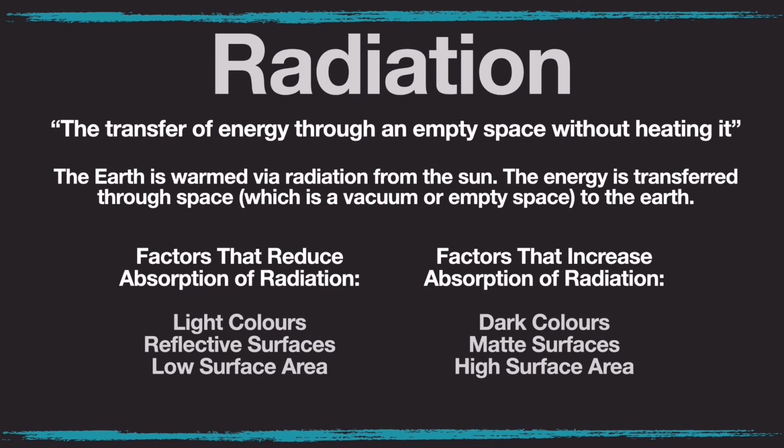Radiation is the transfer of energy through an empty space without heating it. The Earth is warmed via radiation from the sun. The energy is transferred through space, which is a vacuum or empty space, to the Earth. Here are some factors that reduce absorption of radiation: light colors, reflective surfaces, and low surface area, and some that increase the absorption of radiation: dark colors, matte surfaces, and high surface area.